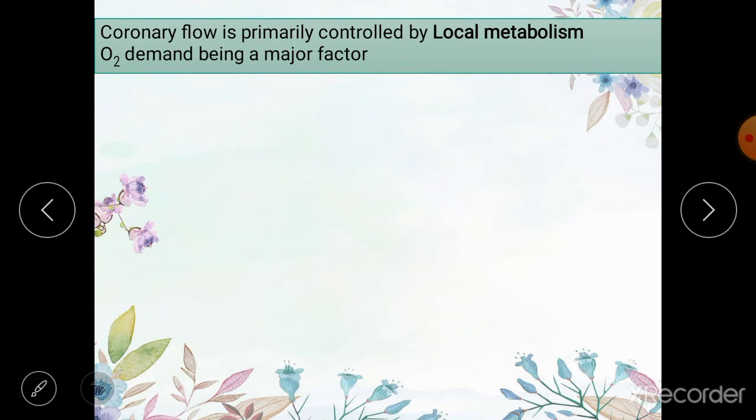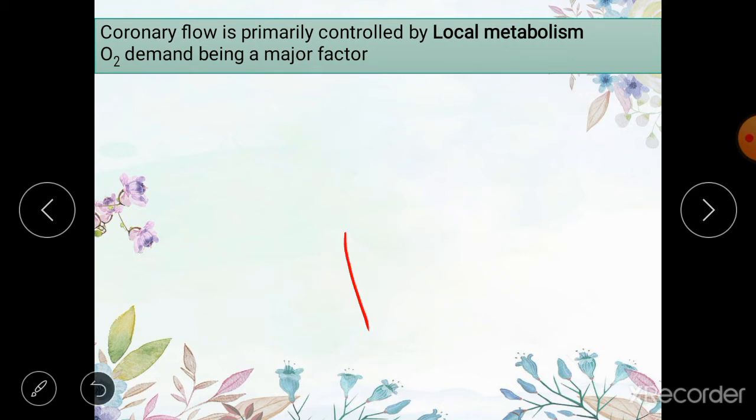So the coronary blood flow is primarily controlled by local metabolites such as oxygen and local vasodilators such as carbon dioxide, hydrogen ions, lactic acid, and most importantly adenosine. But among all of these metabolites, the most important is the oxygen. So whenever the oxygen demand increases, the blood flow to the heart increases.